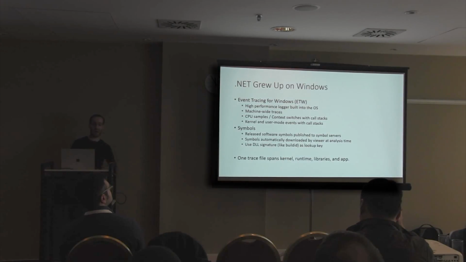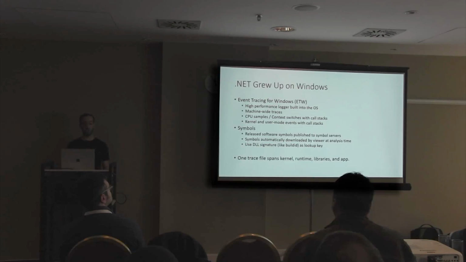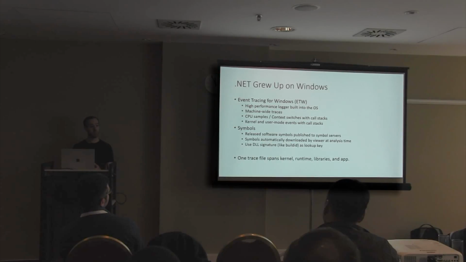So kind of moving backwards in time, .NET grew up on Windows. And so we have built a whole ecosystem of tools on Windows. And our goal is to be able to go ahead and bring those over to Linux. So we started off with using just Windows tools. The tracer that we use on Windows is called Event Tracing for Windows. It's a high-performance logger that's built into the operating system. It does machine-wide traces. It can give you information about CPU, context switches, kernel and user mode events, and you can get call stacks with each of them.